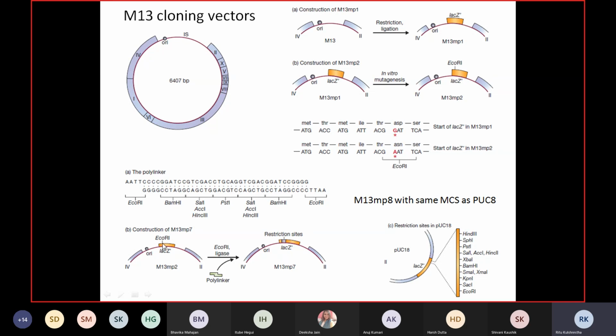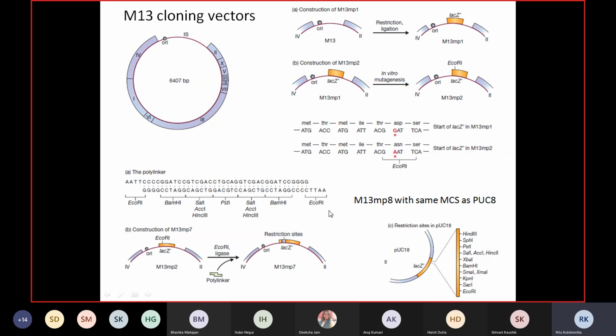But at the EcoRI site, they had the option to introduce the polylinker sequence. So then the M13 MP7 vector was developed. Then it was realized that we could have the polylinker sequence in these vectors in such a way that its sequence is exactly the same as the polylinker sequence present in other vectors. And why do I require that the same polylinker sequence be present in, let's say, two or three different vectors? Because then it becomes very easy for sub-cloning.